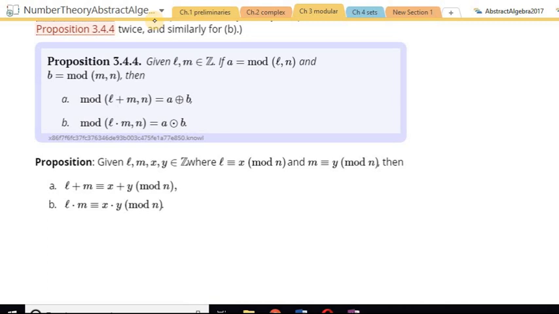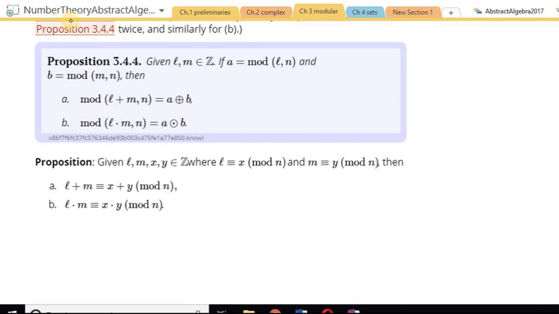Okay. Now I want to show you that this is a little bit different from here, because here you have L plus M are integers, but A and B are remainders. So A and B are in Zn. The other difference is that this is a circle plus and not a plus. So one of the hints was that you could use proposition 3.4.4 twice. You don't have to.